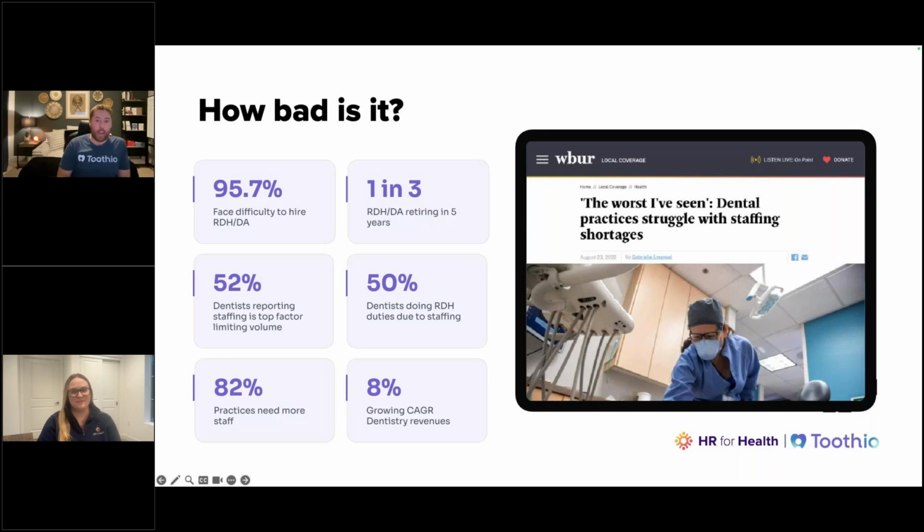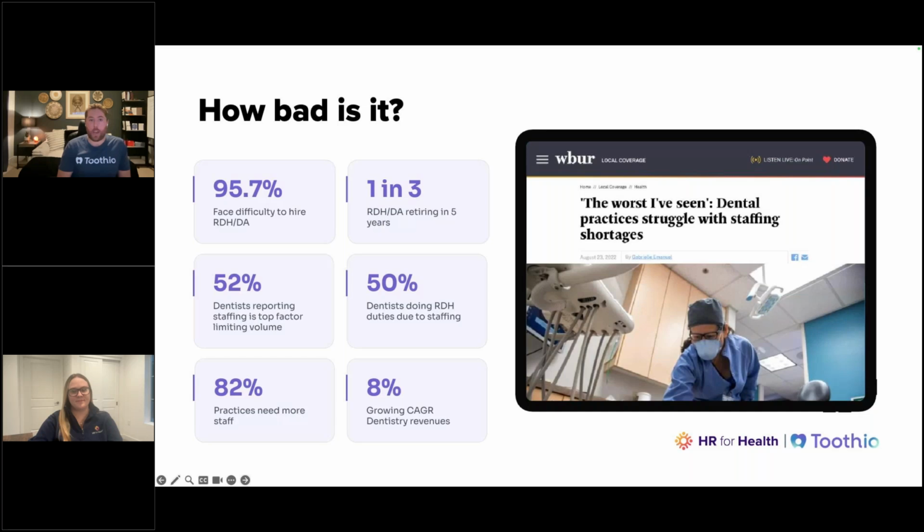As I started to dig in a little bit more, I realized the problem was probably worse than I had even anticipated, even after having a lengthy conversation with this doctor who owned multiple practices out of Denver, Colorado. A couple things we found, and this is what compelled us to get into the industry and find a way to help: staffing is by far the biggest limiting factor in regards to growth or volume in a dental practice right now.